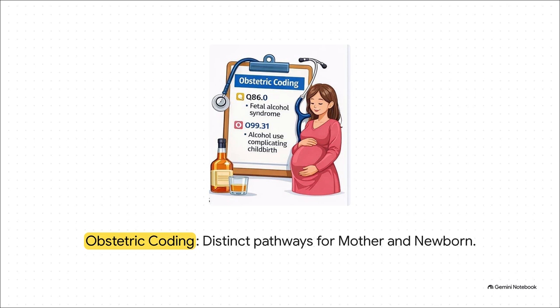The absolute foundational rule you've got to internalize right off the bat is this. In an obstetric scenario involving substance use, you are essentially treating and coding for two entirely distinct patients at the exact same time. It's a dual track. Managing these risks means completely separate coding rules for the maternal medical record versus the newborn's pediatric record. The mother's chart captures the complication of the pregnancy itself, while the newborn's chart captures the physiological manifestation of that exposure. Mixing these two up is literally a primary reason for major compliance failures.